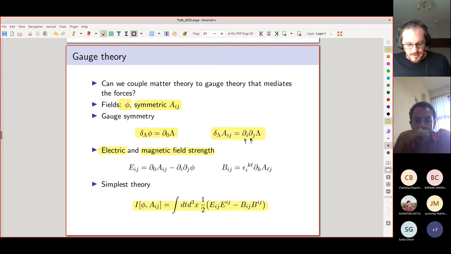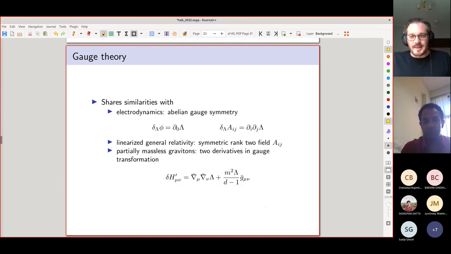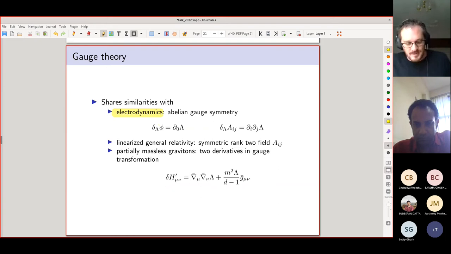And having this electric and magnetic field strength, you can then write down a theory that is given by the following form. And to some extent, as you can see, it mirrors electrodynamics a little bit, because it's electrodynamics with two indices to some extent. These theories have a few funny similarities with a few different kinds of theories. It shares similarities with electrodynamics because it has some kind of abelian gauge symmetry. But it also shares some similarities with linearized general relativity because there is a symmetric rank 2 field, but it's just spatial in this part.